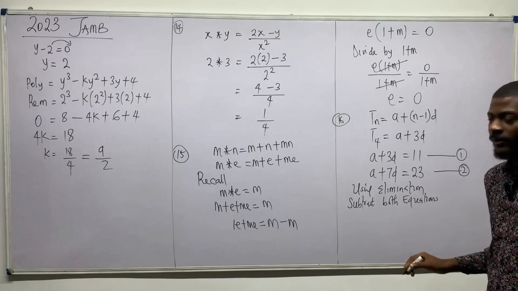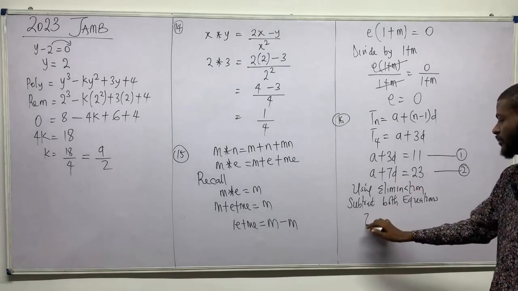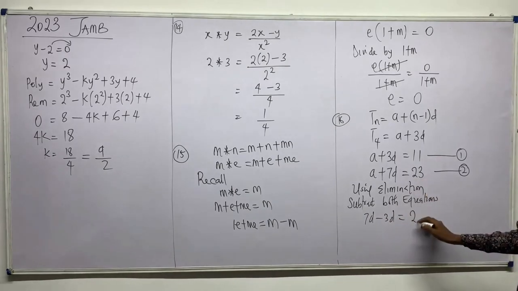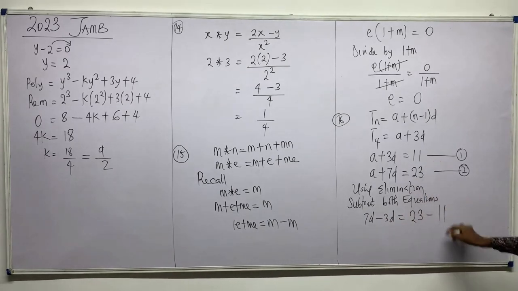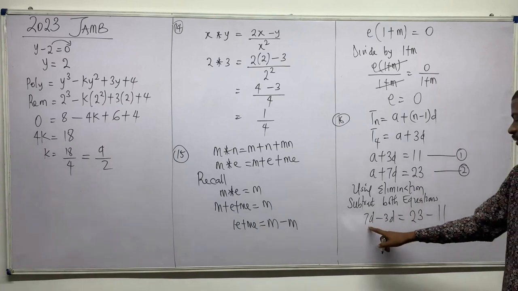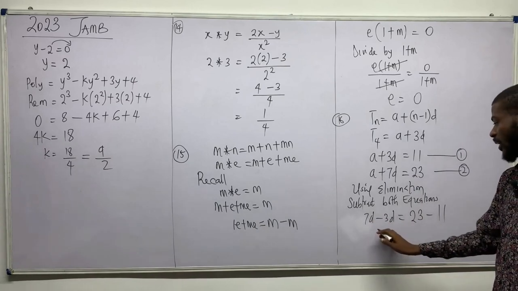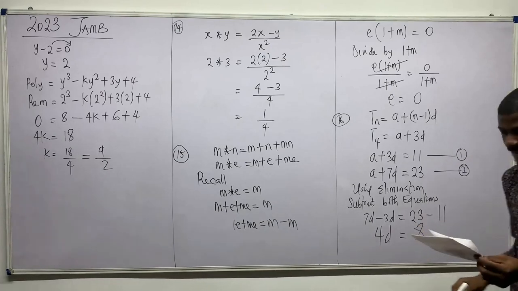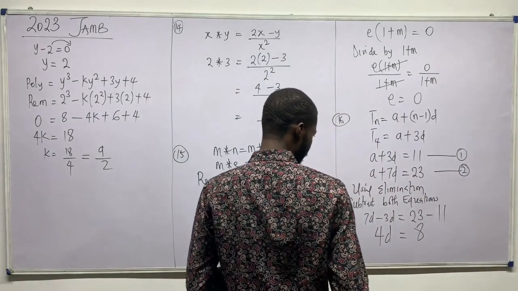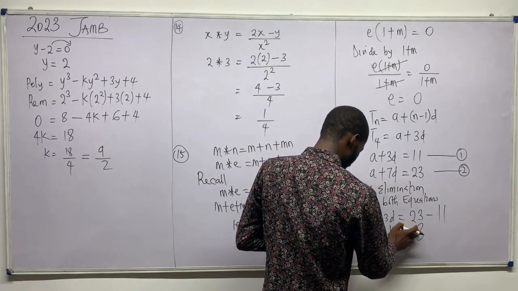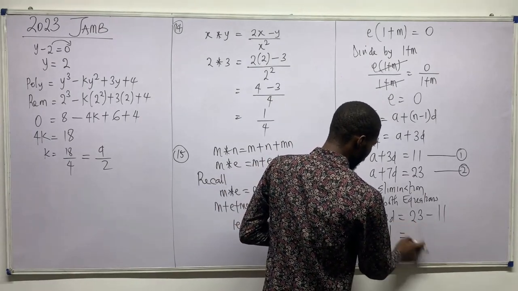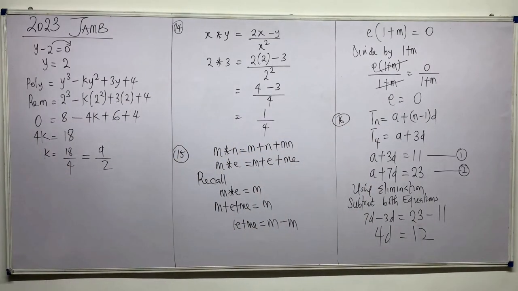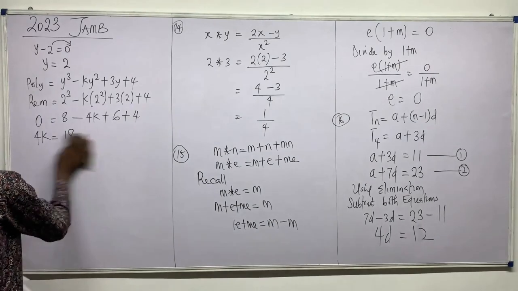So right now, what's going to happen here? I'm going to say 7d minus 3d equals 23 minus 11. That's what I'm going to do. 7d minus 3d, what would that give to me? That would give me 4d. 23 minus 11, that should give me 8? Hold on, not 8. This should be giving me 12, sorry. 23 take away 11, that's 12.